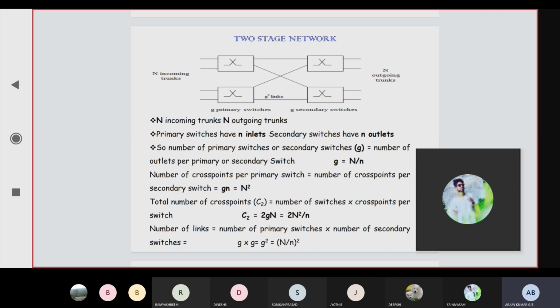Then the number of links should be the number of primary switches into number of secondary switches. Number of primary switches will be represented by g. The number of secondary switches also will be represented by g. Then g into g, that is equal to g square. What is g? G is equal to n by n. Then n by n whole square. Okay, clear about this one?